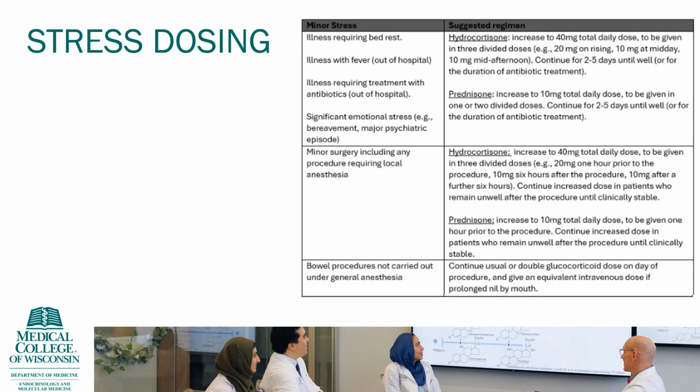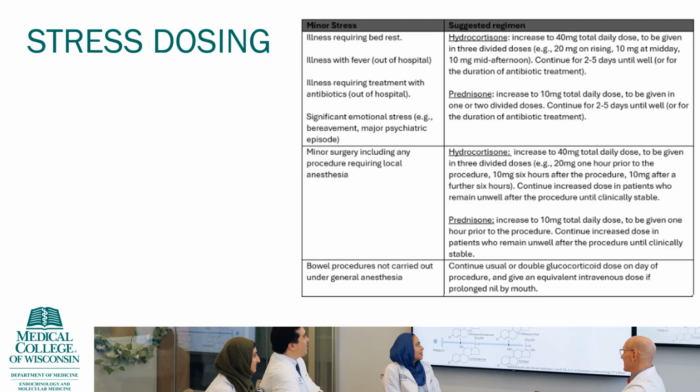So stress dosing. When patients develop an illness or they're going to have a procedure, the body would normally make extra cortisol, but in individuals who have adrenal insufficiency, the body can't do that and they need to take extra hydrocortisone. So we recommend that if patients have an illness requiring bed rest, they increase their daily hydrocortisone to a total of 40 milligrams daily.